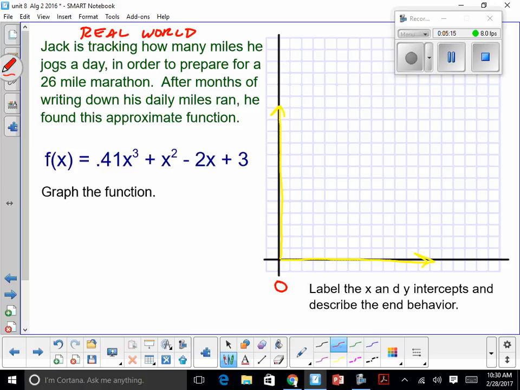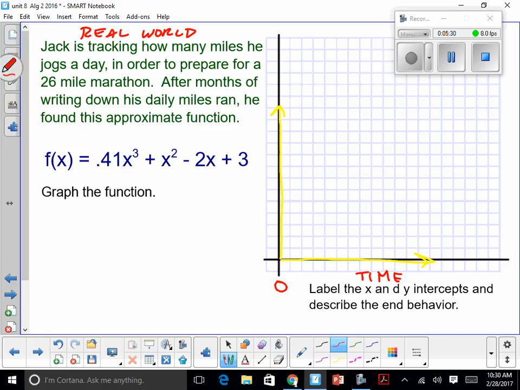Time. Write down time on that bottom one. That's very important on these real world problems. Most of the time, there's going to be some time element over a certain amount of time. Your money is going to increase.